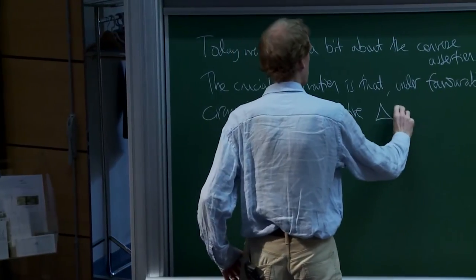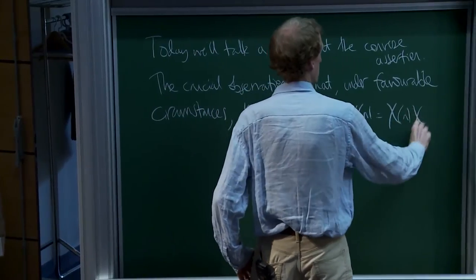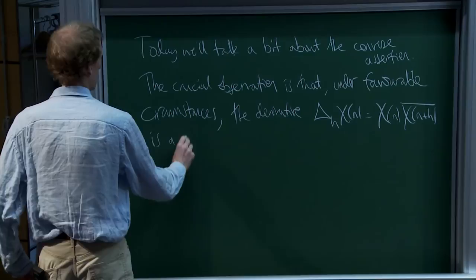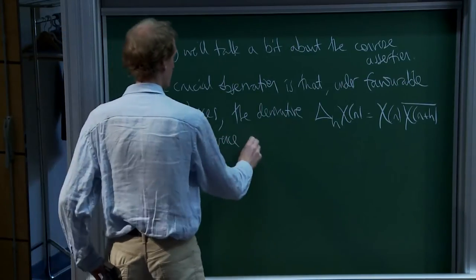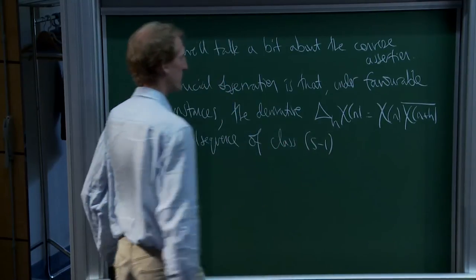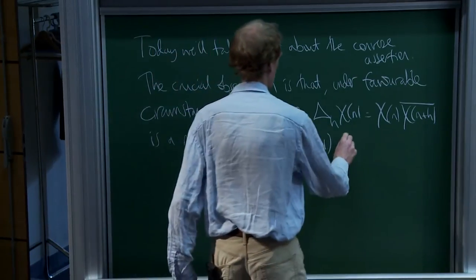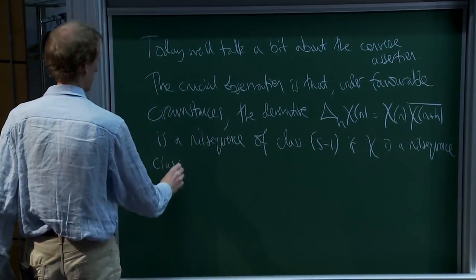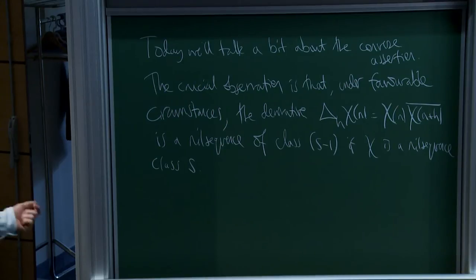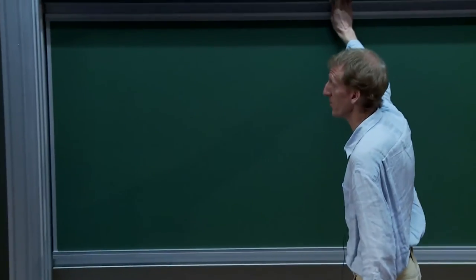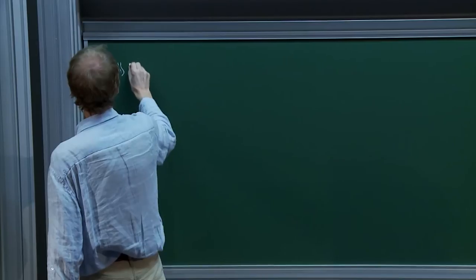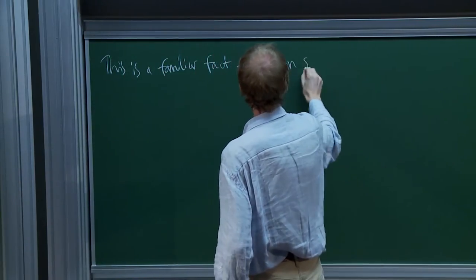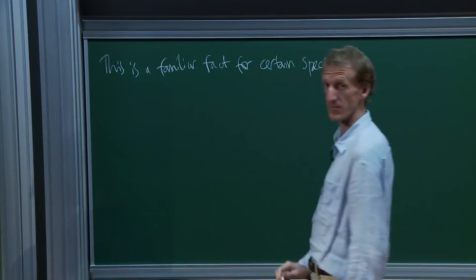So the derivative delta sub h chi of n, which is chi of n plus h bar, is a nilsequence of step, of class s minus 1 if chi is a nilsequence of class s. So in this respect, nilsequences behave like polynomial phases. So for example, this is a familiar fact for certain special cases, namely the polynomial phases.